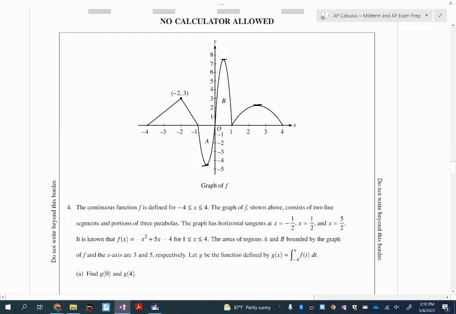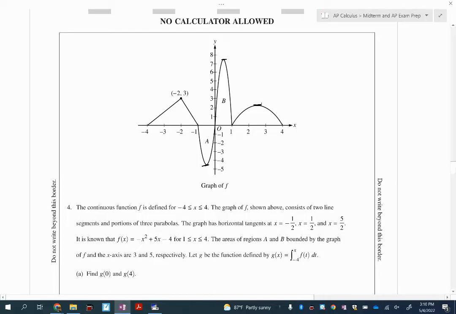All right, so 2.5. The last piece between 1 and 4 is a parabola. They've given you the actual function there. And the regions A and B that are listed are the areas in there, which are 3 and 5 respectively. Okay. They're also telling you there's a g of x function that is equal to the integral from -4 to whatever x you're evaluating for of f of t dt.